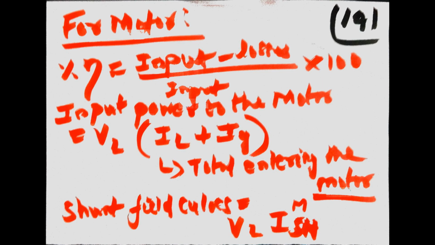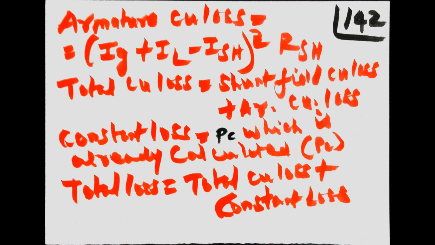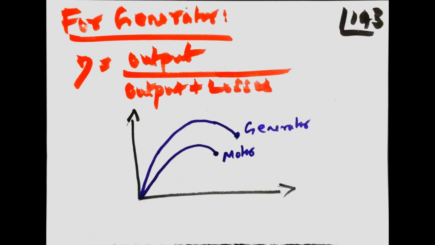Armature copper loss is equal to (IG plus IL minus ISH)² into RA. Total copper loss is equal to shunt field copper loss plus armature copper loss. Constant loss is equal to PC, which is already calculated. Total loss is equal to total copper loss plus constant loss. For the generator, efficiency is equal to output divided by output plus losses. The graph of efficiency of motor and generator is shown in the notes.